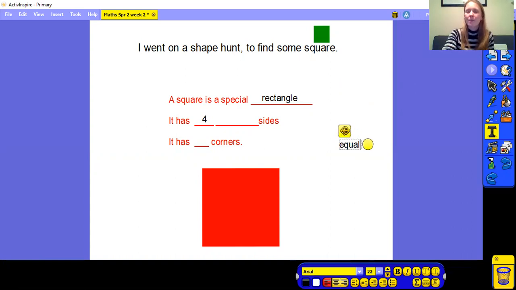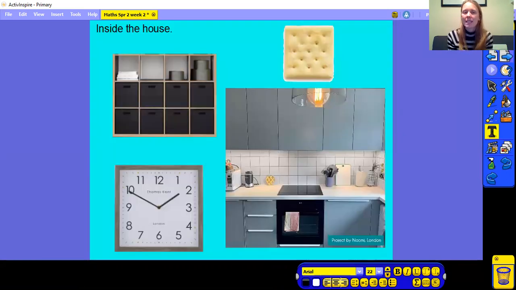So a square is a special rectangle. It has 4 equal sides. And how many corners does it have? That's right. It has 4 corners. Now we've remembered the properties, we can start looking for some squares. Have a look at the different squares that I found inside the house. Pause the video while you find them in these pictures. Then come back and we'll check them together.